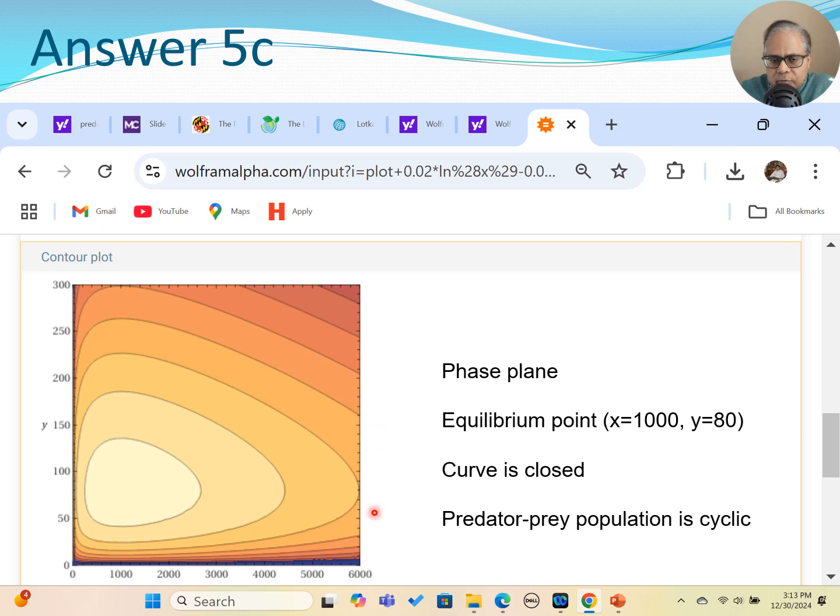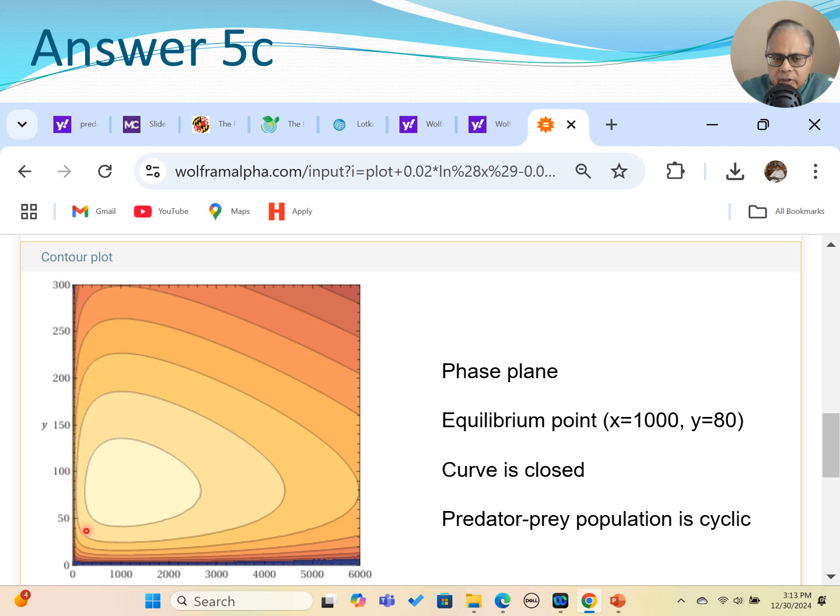So this is the zoomed view on the same equation. Now you can see here that on the x side we have x, and so this is the prey. This goes up to large numbers, and this is the predator. These are somewhat restricted in number. We see that this graph is known as the phase plane, and there are many closed curves here. So this is a cyclic population. That means the predator-prey population is cyclic.